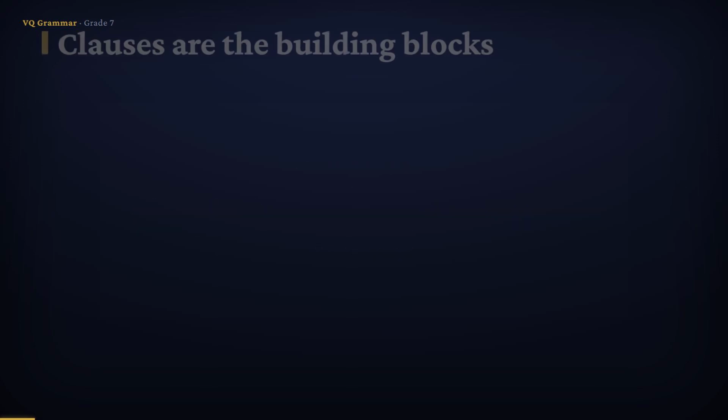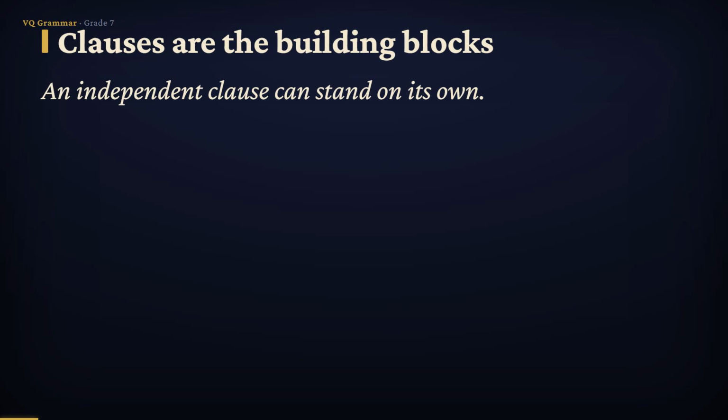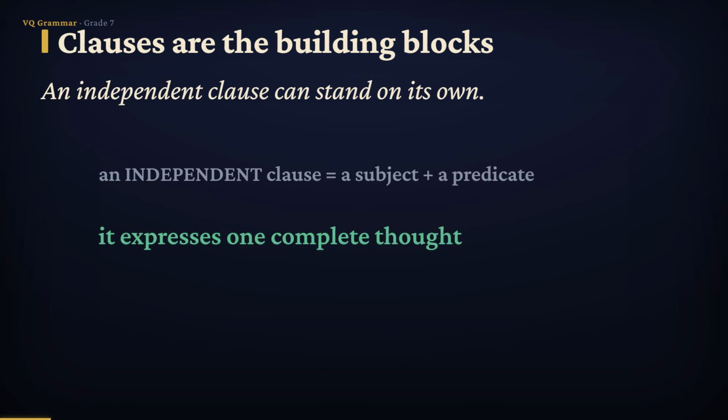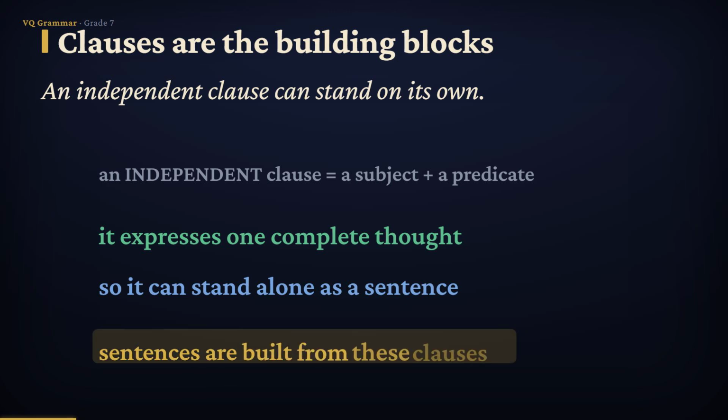Let's get started. Before we sort sentences into kinds, we need one key idea: the clause. An independent clause is a group of words with a subject and a predicate. Because it expresses one complete thought, it can stand alone as a sentence, all by itself. Hold on to that phrase, stand alone, because everything today depends on it. Simple sentences, compound sentences, and even the mistakes called run-ons are all just different ways of handling these clauses. So remember, sentences are built from these clauses, one or more at a time.